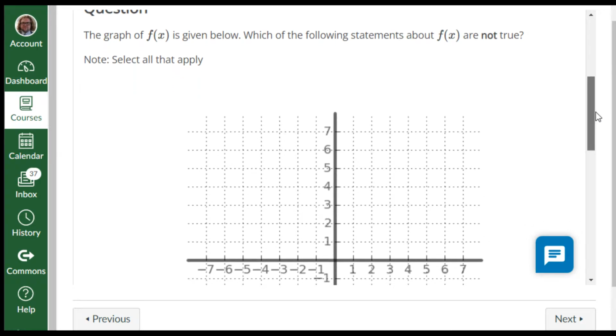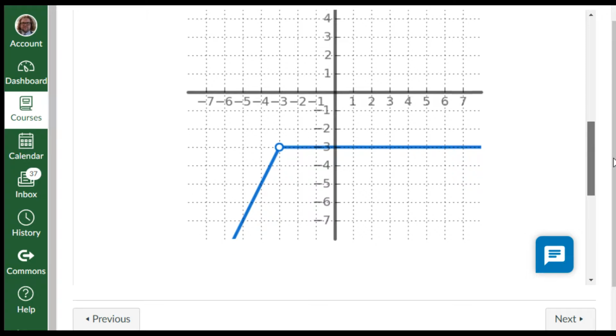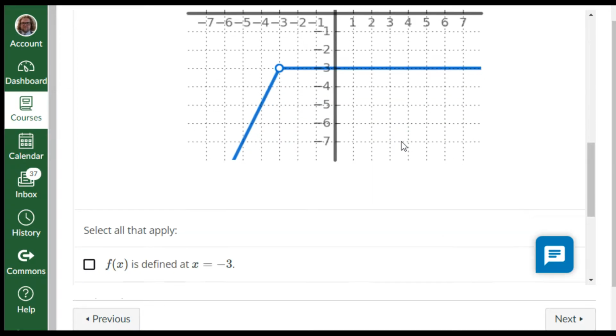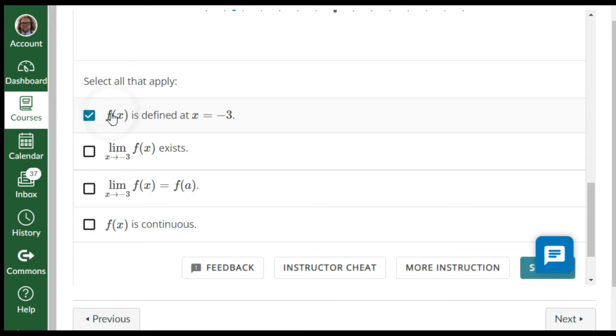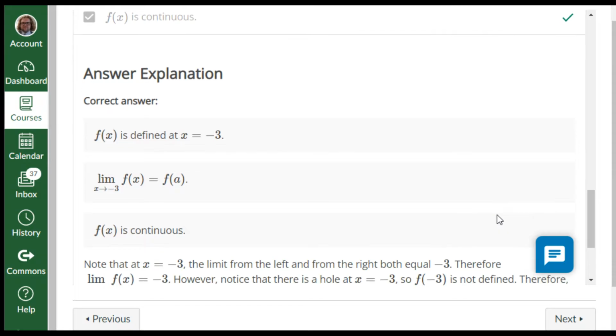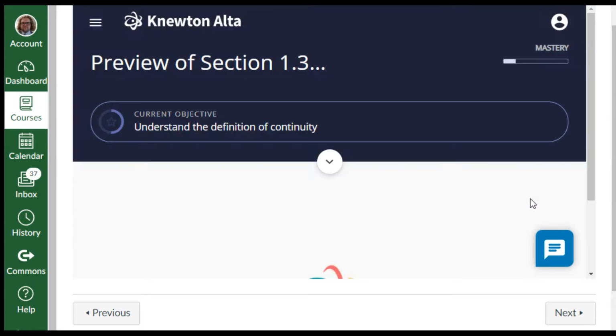The graph is shown below. Which statements are not true? This function is not continuous. F of -3 also does not exist. So this is not true, and this is not true, and this is not true.